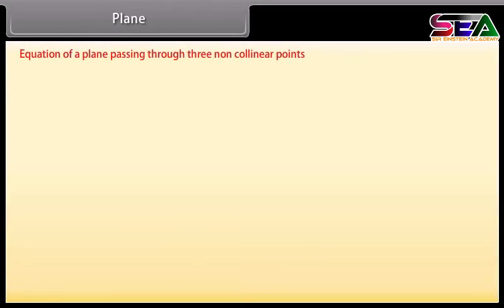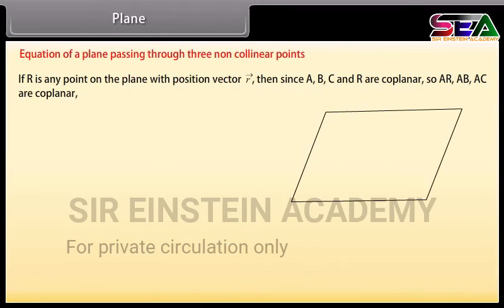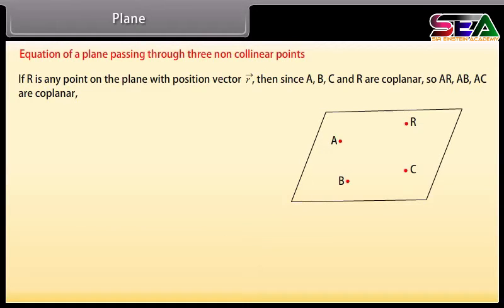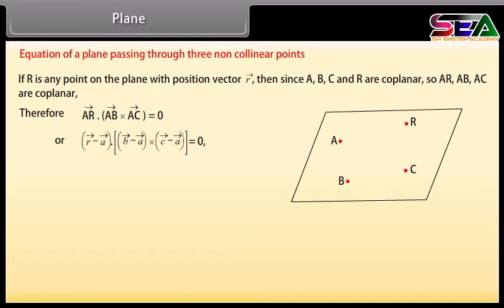Equation of a plane passing through 3 non-collinear points. If R is any point on the plane with position vector r, then since A, B, C, and R are coplanar, AR, AB, AC are coplanar. Therefore, the dot product of vector AR and the cross product of vector AB and vector AC equals 0, or the dot product of vector r minus vector a and the cross product of vector b minus vector a and vector c minus vector a equals 0.